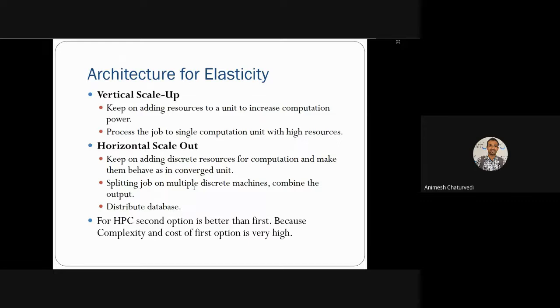For HPC, the second option, horizontal scale out, is better than vertical scale up. Why is horizontal scale out better? Because the complexity and cost of option one, vertical scale up, is very high, and very high cost is required for managing it. Horizontal scale out is simple, and you can add new devices in parallel. So the second option, horizontal scale out, is better than the first option, vertical scale up, because it is simpler and more cost efficient.